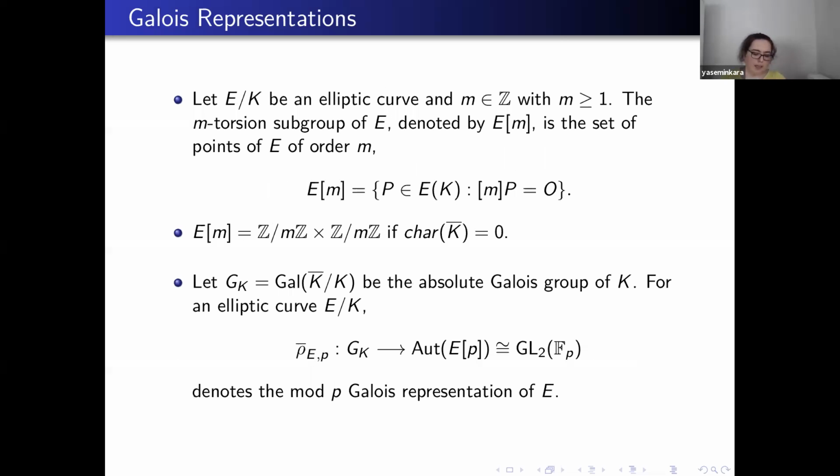Okay. Now let me introduce what we mean by Galois representations. So consider an elliptic curve over a field K, and m is an integer which is bigger than or equal to 1. By E[m], we denote the m-torsion subgroup of E. That means it is the set of points of E of order m.